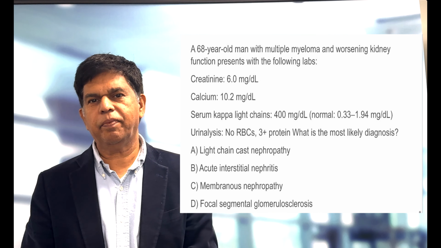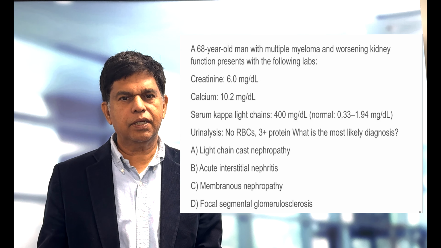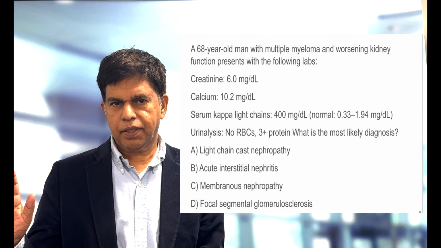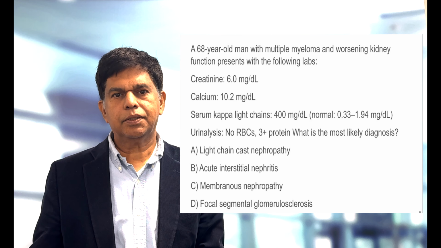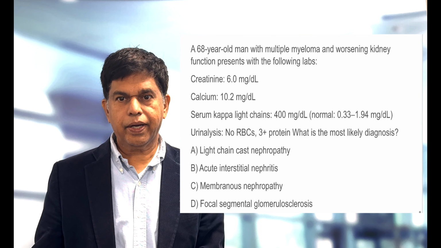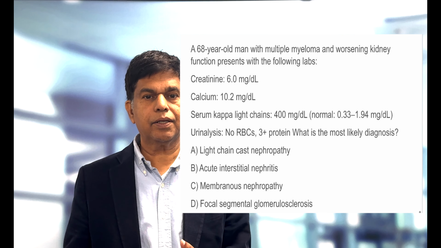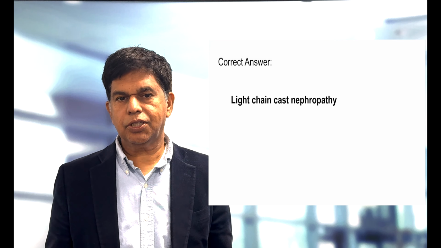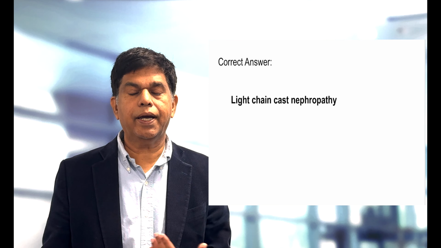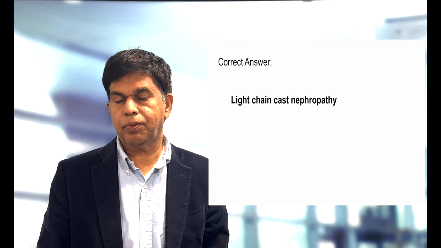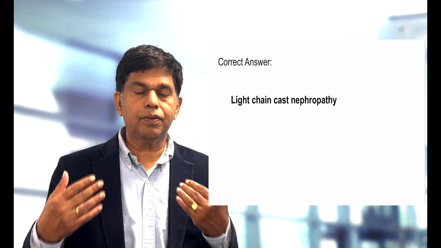A 68-year-old man with multiple myeloma has worsening renal function, high calcium, and high serum kappa light chain. Urinalysis shows protein. Diagnosis again: light chain cast nephropathy. Anytime serum light chain is high, think about light chain cast nephropathy. That is the diagnosis. The point is we're trying to teach you multiple myeloma associated renal injury, and that is light chain cast nephropathy. I want you to remember that, okay?